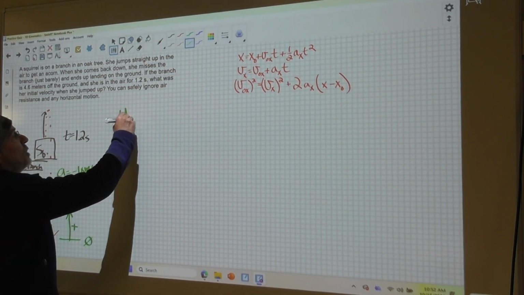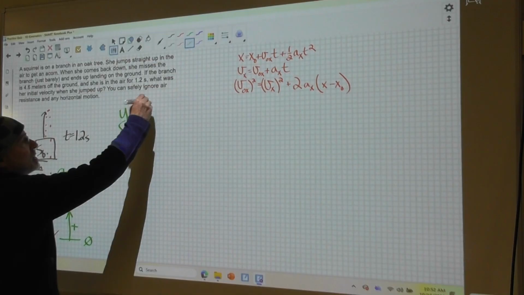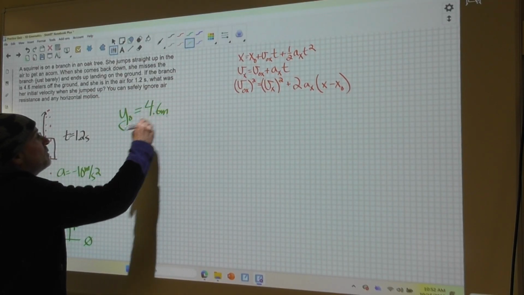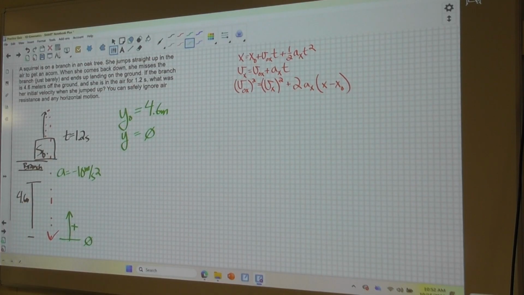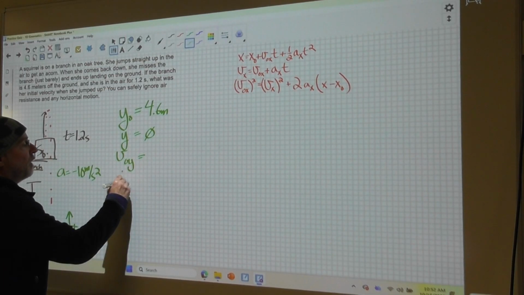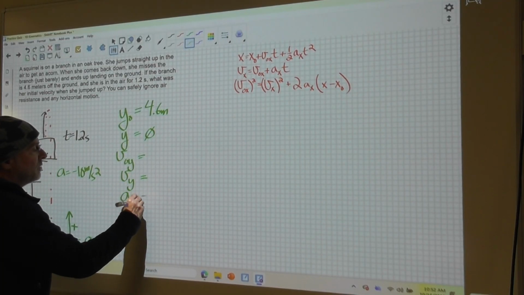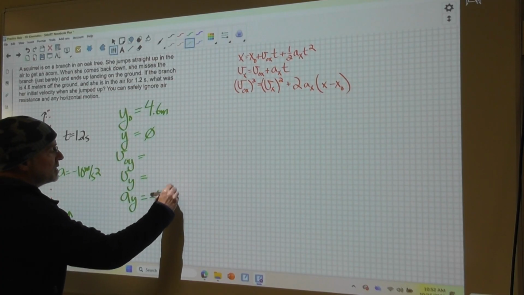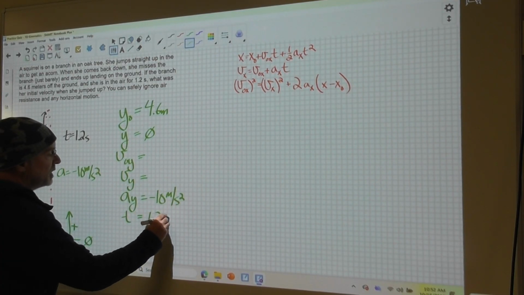Our initial position, we know that. She's 4.6 meters in the positive direction away from position 0. So she starts at position 4.6 meters. Her final position is the ground. So that's position 0. Her initial velocity is unknown. Her final velocity is unknown. Her acceleration is negative 10 meters per second squared. And the amount of time she's in the air is 1.2 seconds.